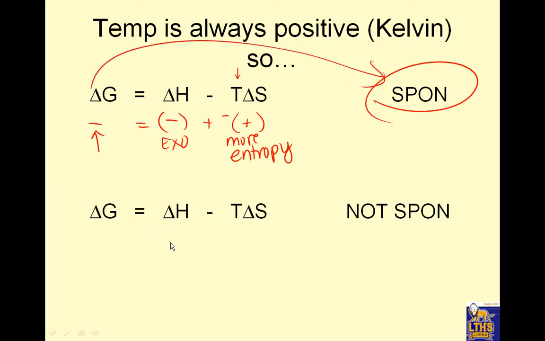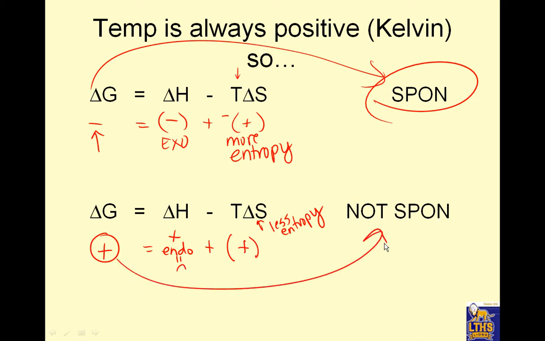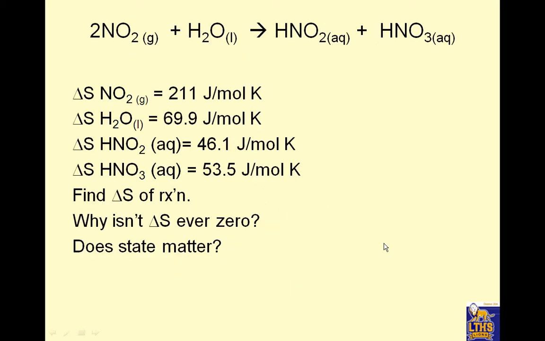What if delta H is positive? That's endo, not the naturally preferred way. Temperature is always positive, so minus. If delta S is negative, that is less entropy, also not a favorable situation, so minus a negative gives a plus. Delta G will always be positive, and so with those two conditions, your reaction will not be spontaneous.